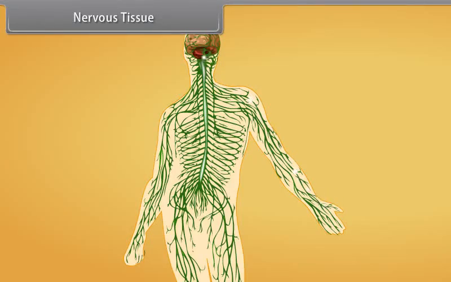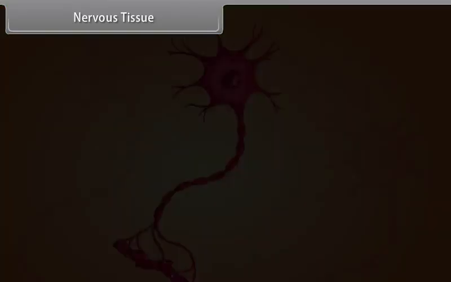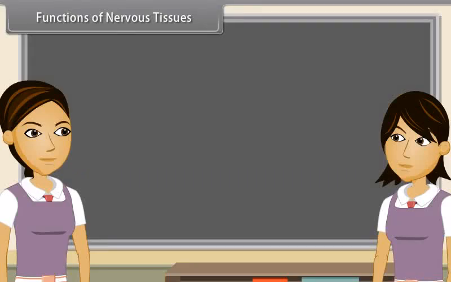Nervous tissue. A tissue which is specialized to transmit messages in our body is nervous tissue. Nervous tissues contain specialized unit cells called nerve cells or neurons, which have the ability to receive stimuli from within or outside the body and conduct that impulse to different parts of the body. This impulse travels from one neuron to another neuron. Do you know, Madhuri, that each neuron has three parts: cyton, dendron and axon.